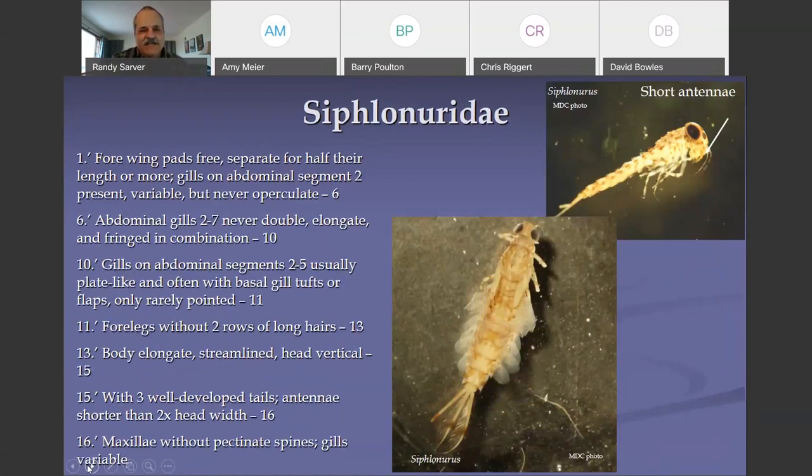Short story is once you get down to 15 prime, they have the three well-developed tails, the antenna shorter than the head, move to 16. The maxilla do not have pectinate spines. And the gills are a lot fancier than Ameletidae. Ameletids have a plate-like gill. These guys have flaps on their gills and look a lot fancier.